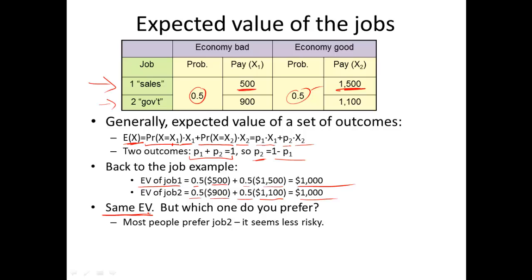Now, I often ask people, all right, they have the same expected value. Which one do you prefer? Most people, not everybody, but I'd say the vast majority of people say, I would prefer job 2 because it seems in some sense less risky, right? So the worst thing that could happen to me is much closer to the better thing that can happen. Whereas with job 1, the worst thing that can happen to me is pretty far from the better thing that could happen to me. And again, most people prefer job 2.